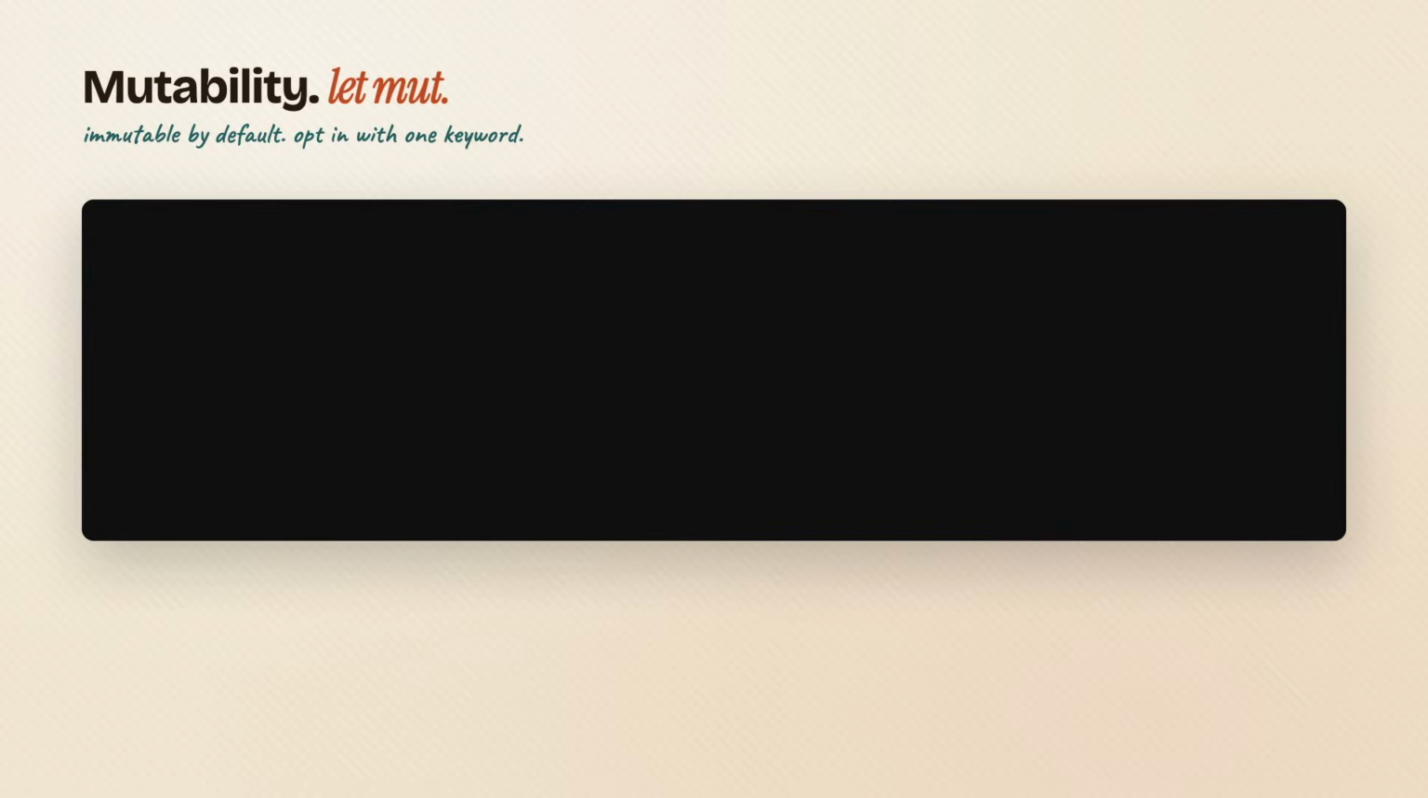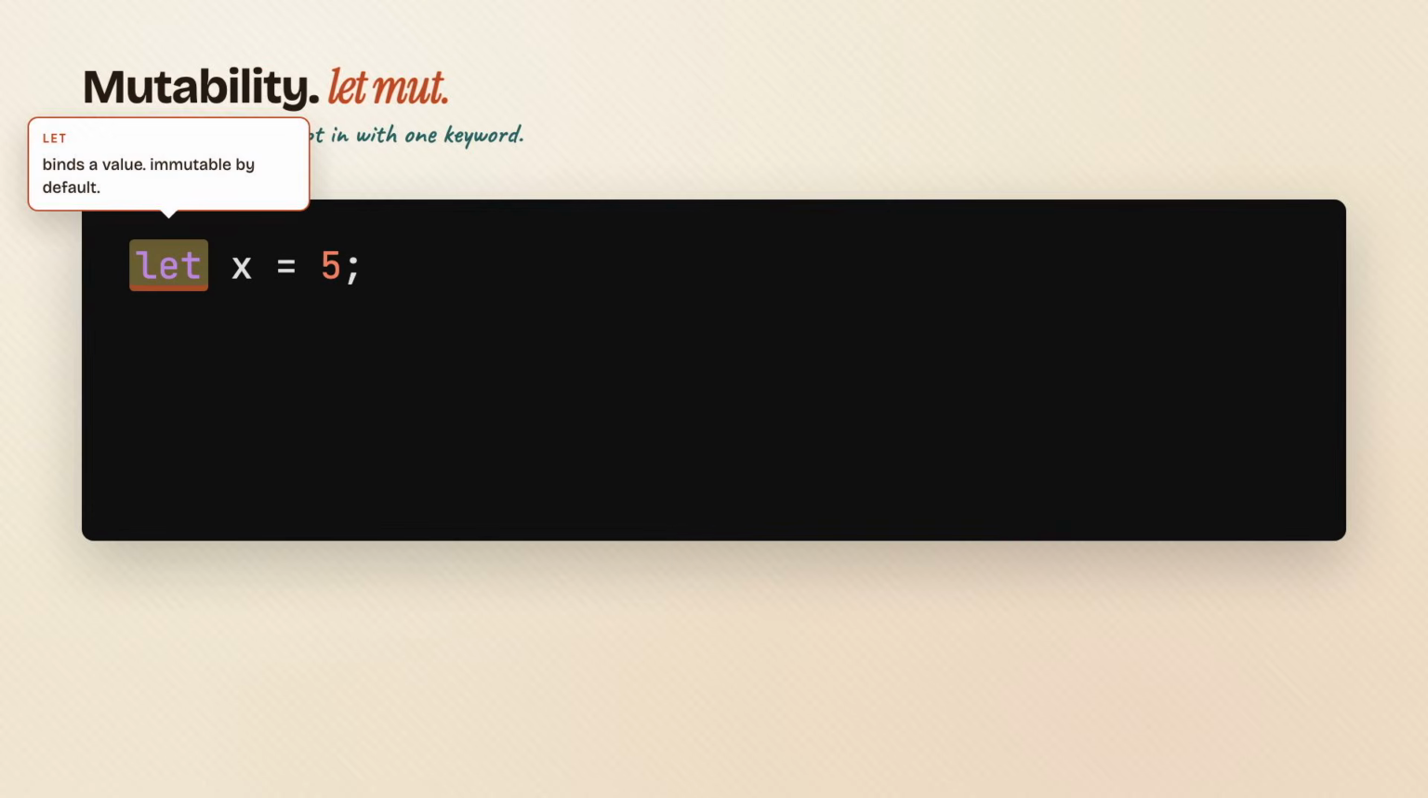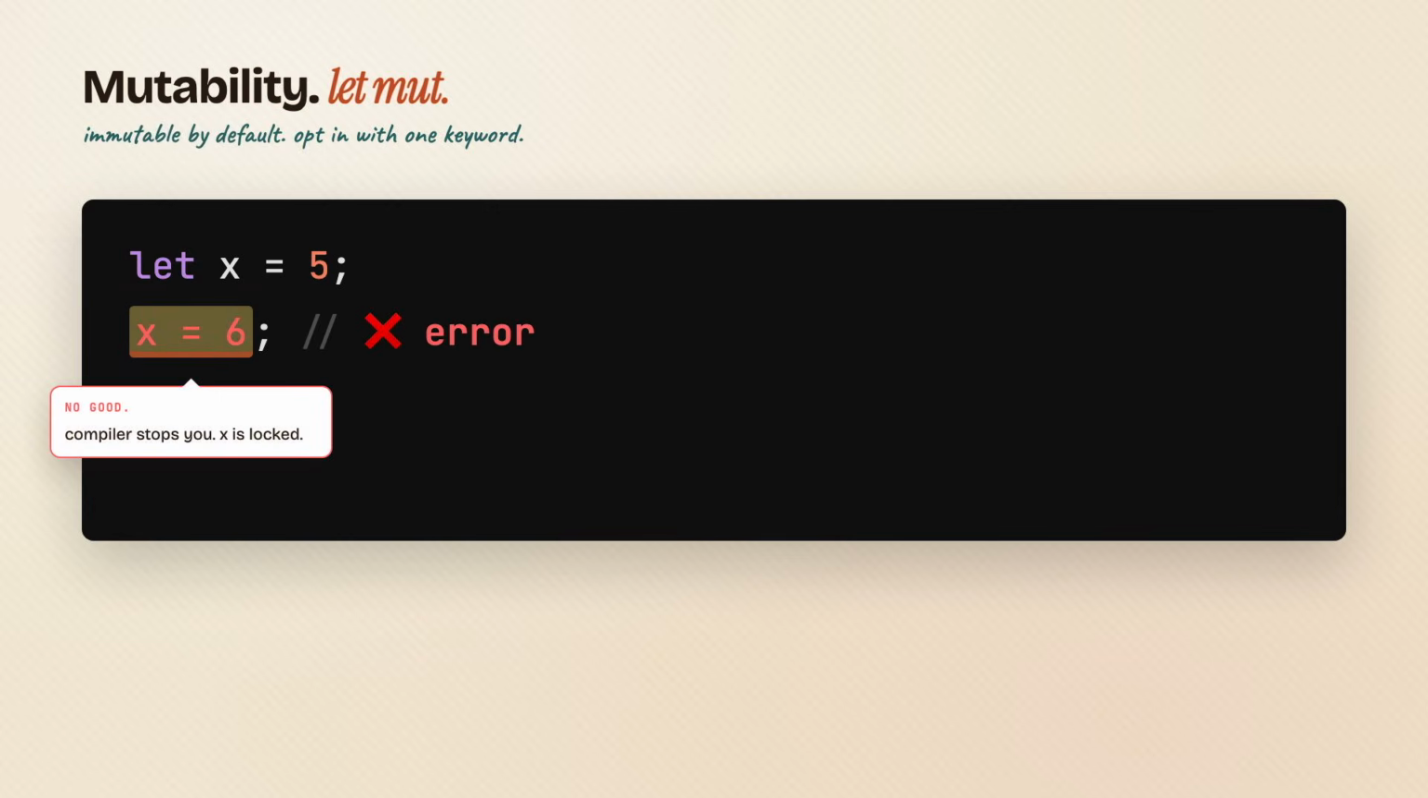Variables are immutable by default in Rust. Try to reassign one and the compiler refuses. That's not a bug, it's a guarantee. If you do not want to change a value, opt in with a mutable keyword like with mut. Now you can reassign as many times as you want, as long as the type stays the same.